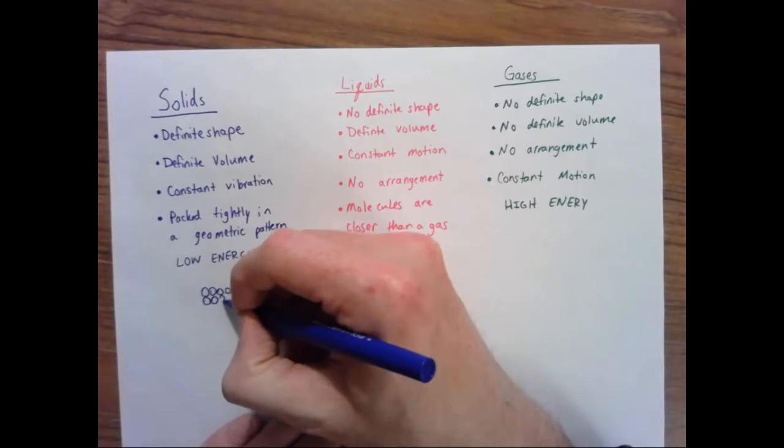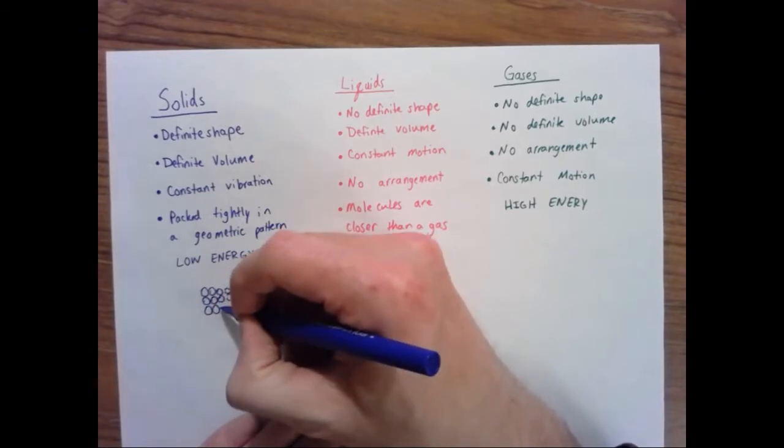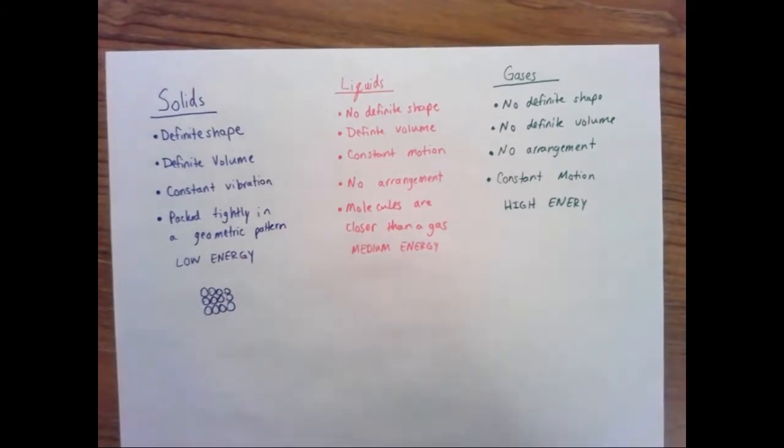Remember, solids are packed in very tightly together. They have a definite volume, definite shape, and they really don't have a lot of energy. The atoms are moving, but not a lot. So it's called a vibration.